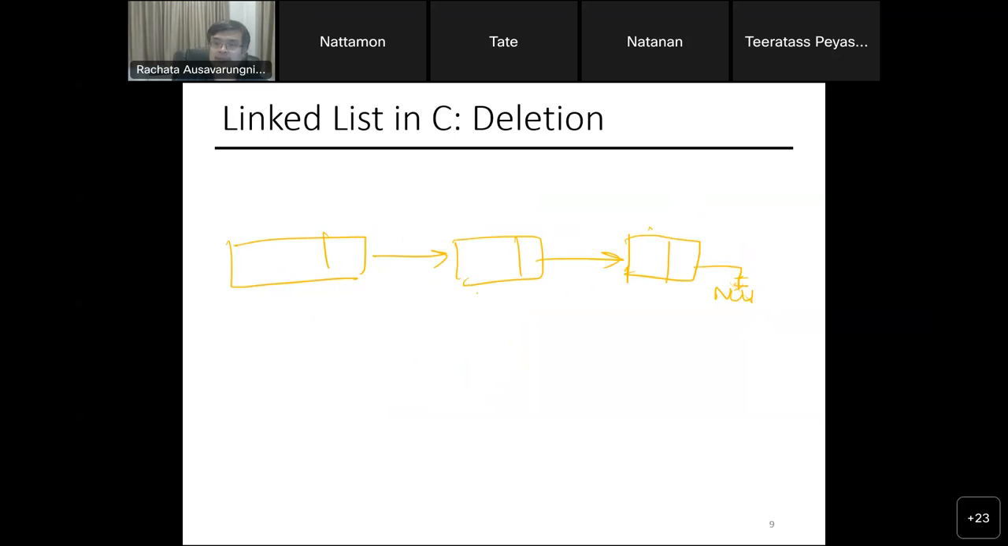Right, and you want to delete the middle item, right? You cannot just free this item. What you need to do is, first of all, make sure this item points to this item, right? And then the second step is to free this. And that's all you need to do for deletion. Then you have to check if it's the first item, if it's the last item, or if the linked list is empty. Those are the corner cases. Don't forget about the corner cases, otherwise your program will have bugs, right?